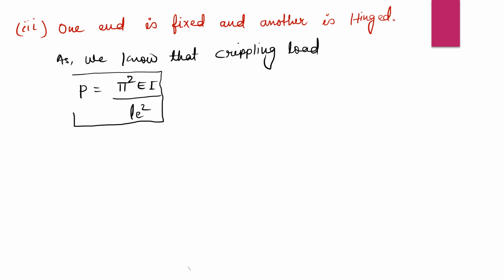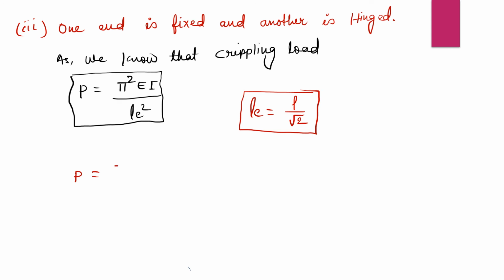But now what we have to do? We have to apply the end condition formula. Here one end is fixed and another is hinged. Then the LE value will become L by root 2. If one end is fixed and another is hinged, then the effective length LE value will become L divided by root 2. Understand?